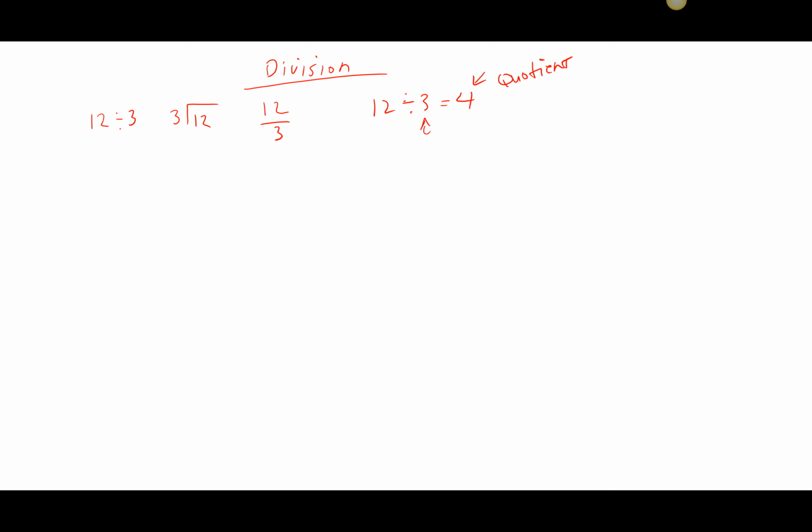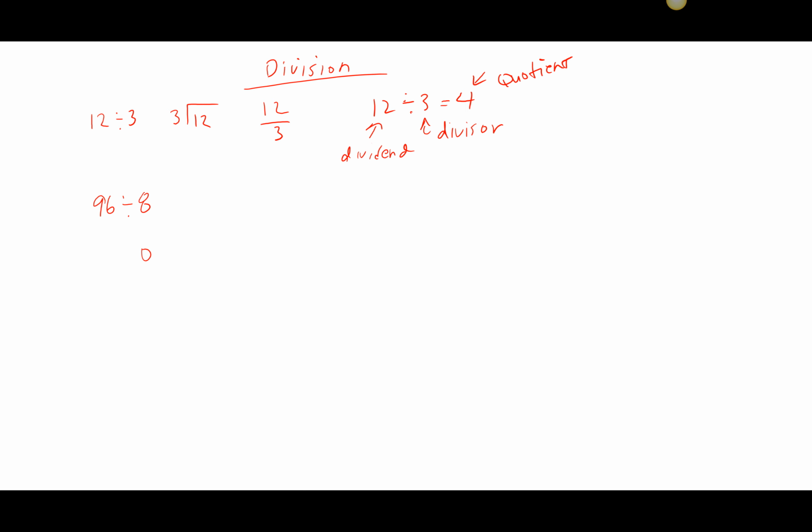3 is your divisor, and 12 is your dividend, what you're dividing into, okay? So that's kind of how that goes. So what if you had something like 96 divided by 8?